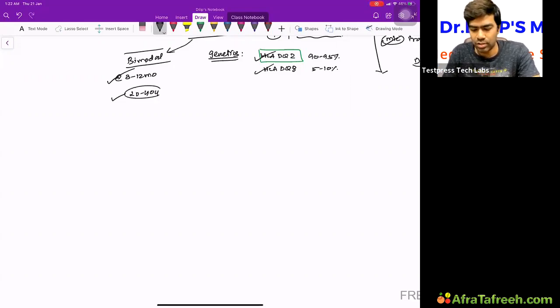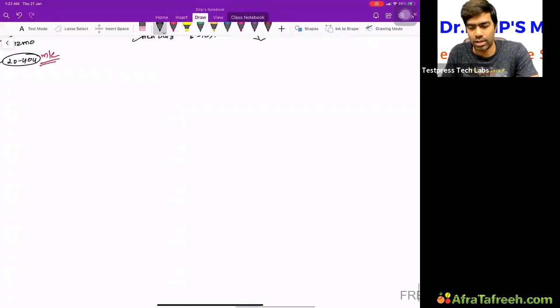This is young adults. This is the most common age group where celiac disease is diagnosed. The first peak is 8 to 12 months and the second is around 20 to 40 years of age. So it's a bimodal disease, but most commonly it is found around 20 to 40 years of age. But remember, celiac disease can happen at any age, but the commonest age group is 20 to 40 years. Okay.